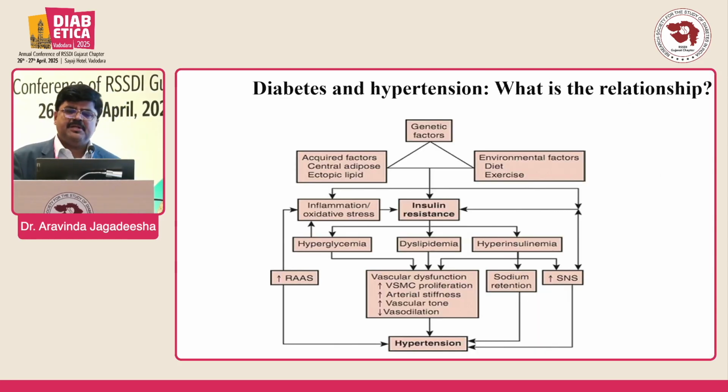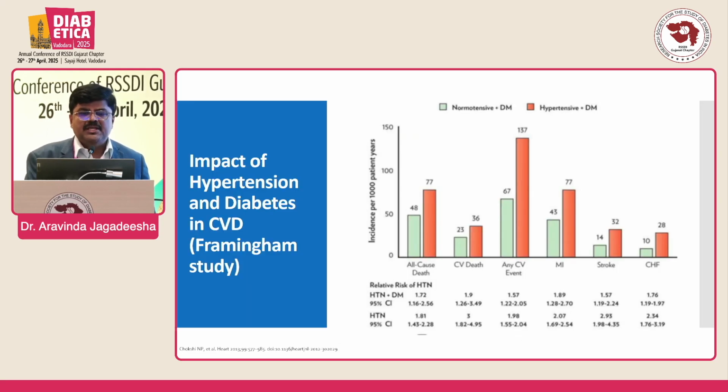So, diabetes and hypertension, what is the relationship? One is the genetic factor, which leads to acquired factors: central adipose tissue, ectopic lipid, environmental factors, diet and exercise. These lead to insulin resistance, inflammation, hyperglycemia, dyslipidemia, hyperinsulinemia, which lead to vascular dysfunction, sodium retention, increased RAS and sympathetic nervous system activation, and hypertension. How closely are they linked to each other? Both are linked to each other, so identifying and addressing both issues is very crucial.